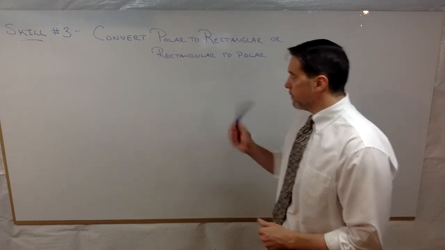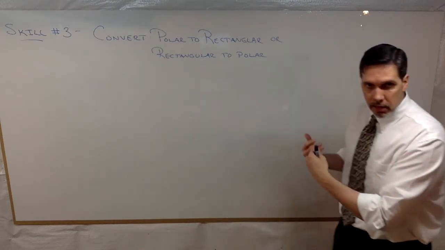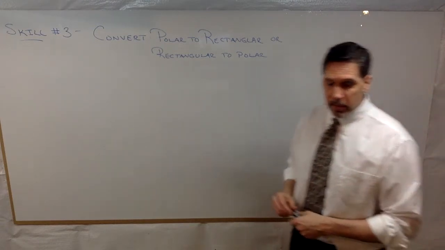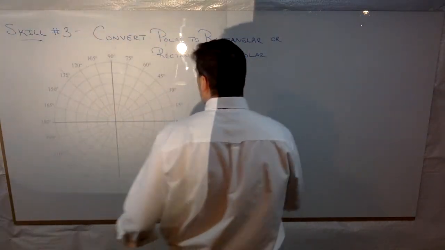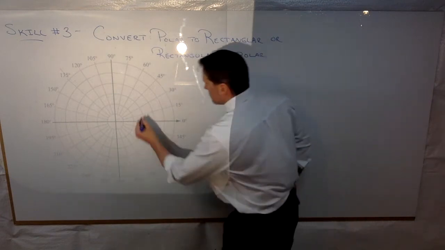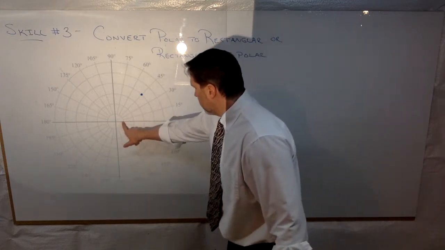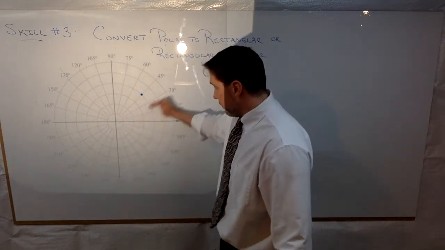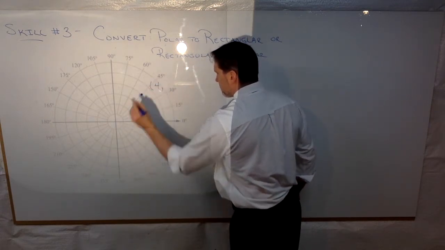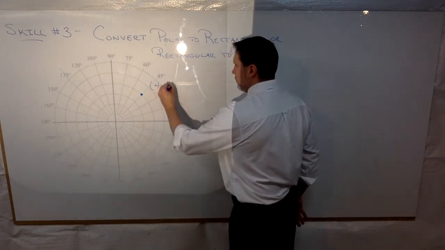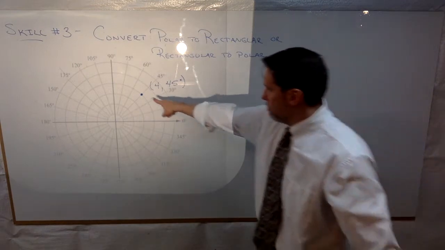Okay, our third and final skill for this lesson is we're actually going to convert polar coordinates to rectangular or rectangular to polar. Here's kind of the idea. If I were to, for example, plot a point right here on the polar plane, this point could be represented, probably the easiest way, doing a positive r and a positive theta as 1, 2, 3, 4 for the r, and theta would be 45 degrees. That would be the polar coordinate for that particular point.